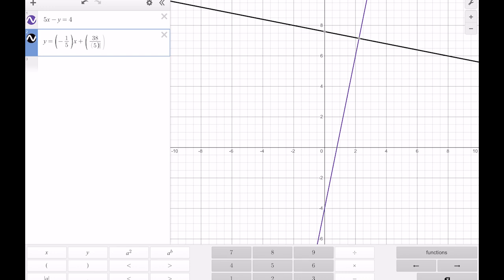And as you can see, they are perpendicular. They're forming 4 right angles. And it also had to pass through that point. So the black line needed to pass through the point (3, 7), which you can see it did.